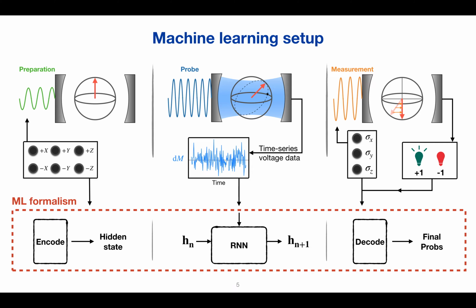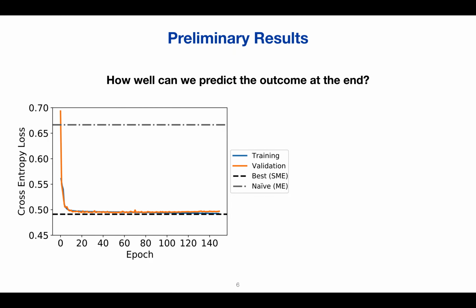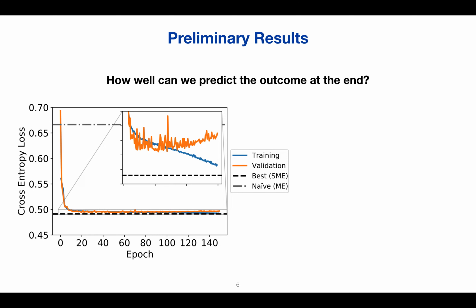At first, we train a model to predict as well as possible the final measurement outcome, and it yields good results. Here is a representative training for a 64 neurons LSTM, where we see that the neural network rapidly learns to do better than the naive prediction given by the master equation that makes no use of the time series integrated voltage, or dM. We see that the training and the validation losses both tend to the best achievable value given by the stochastic master equation itself, before seeing some overfitting.